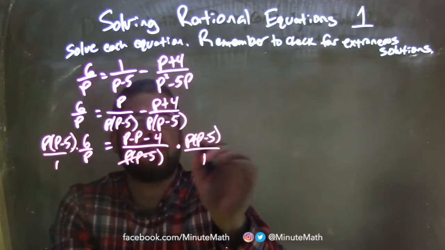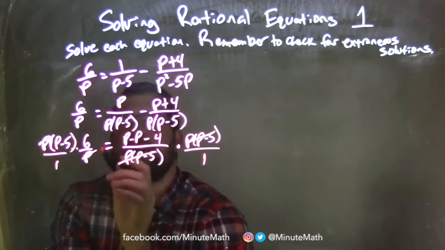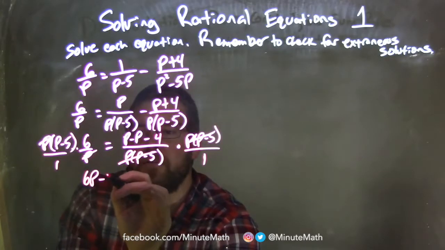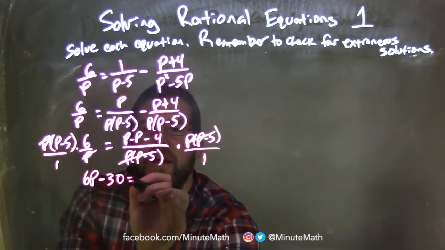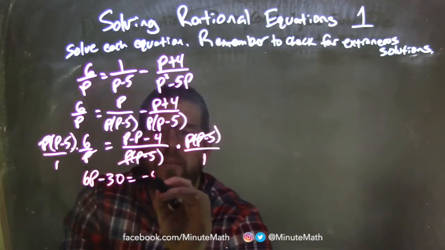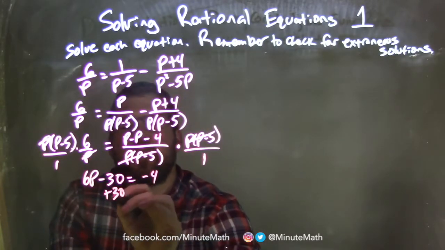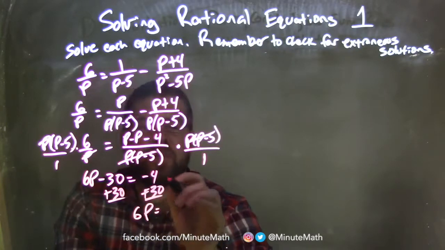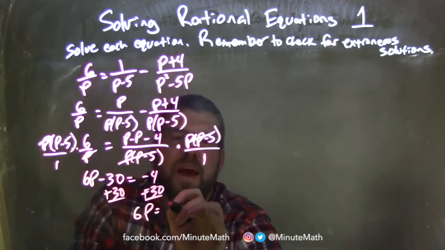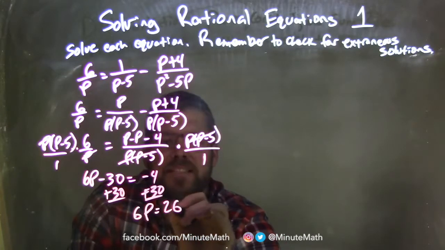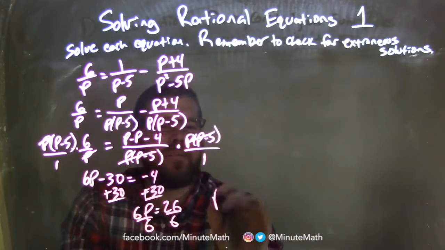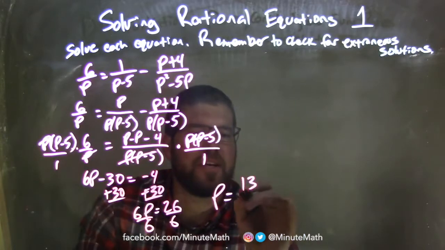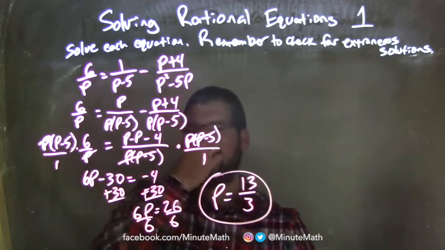That cancels out this here, cancels out this p, and if I distributed that across, 6 times p is 6p, and 6 times 5 is 30. So 6p minus 30 equals p minus p with a 0, and we have a negative 4 right there. So if I add a 30 to both sides, I'm left with, well, 6p equals negative 4 plus 30, which comes out to be a positive 26 divided by 6, and p here by itself, we can simplify 26 divided by 6, both are divisible by 2, is 13 over 3. So now I need to do my check.